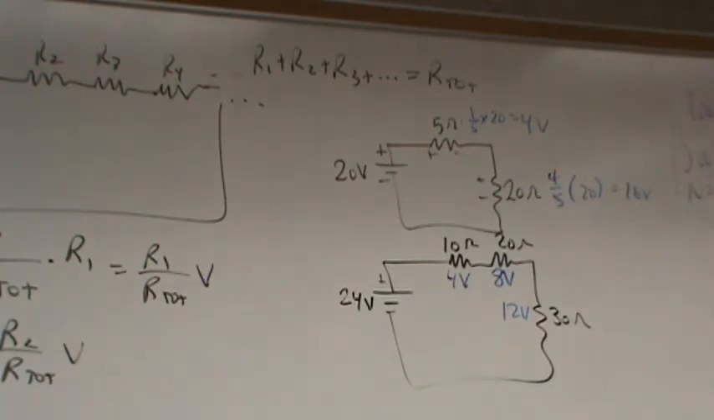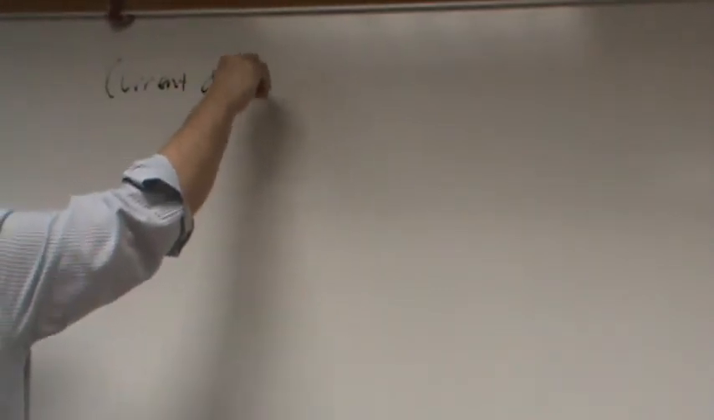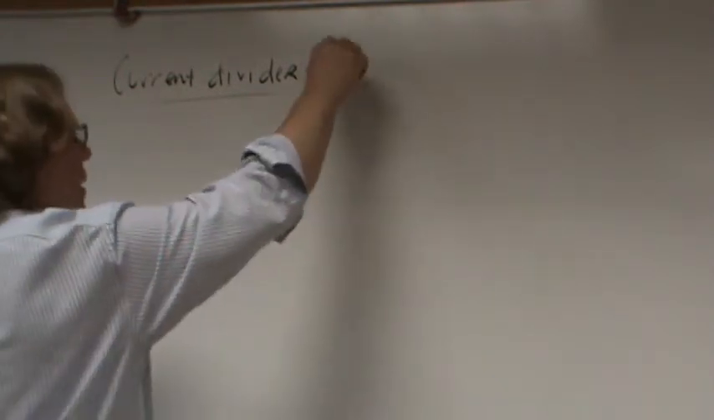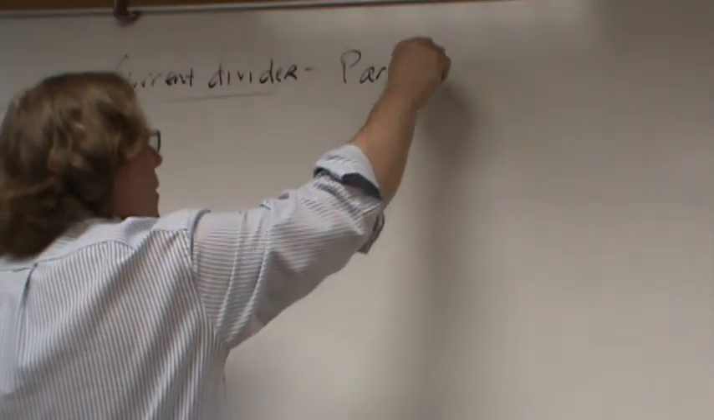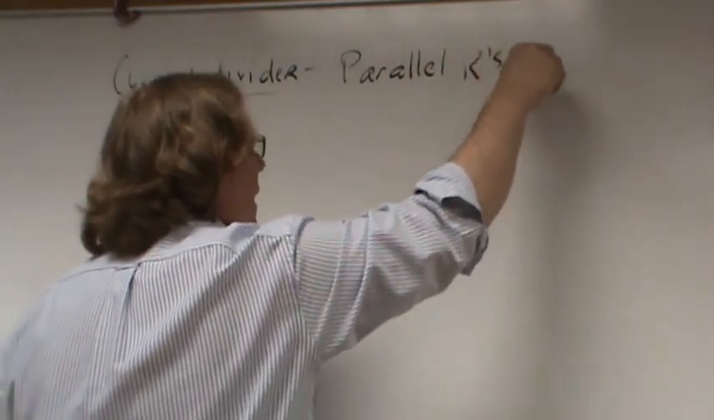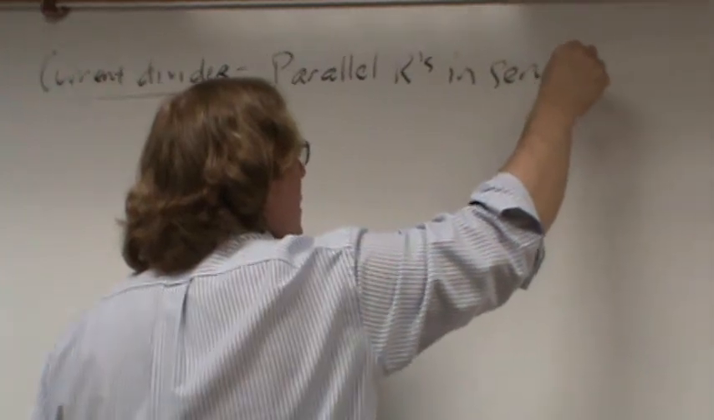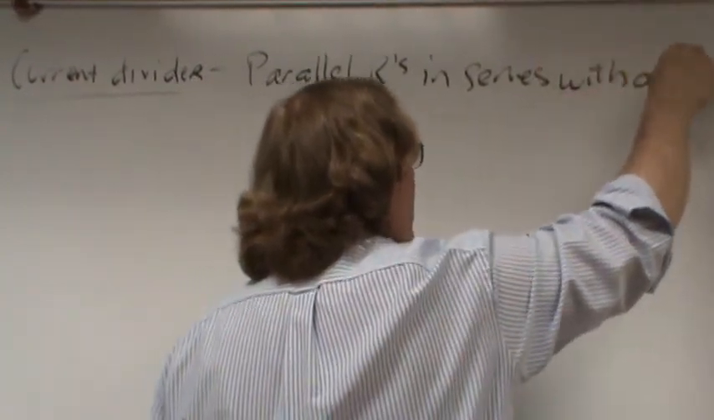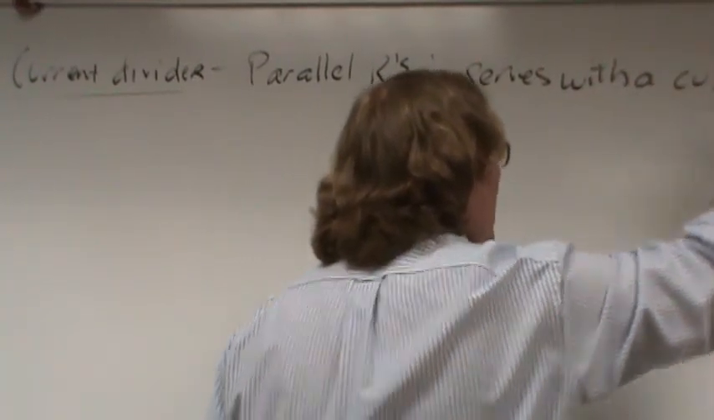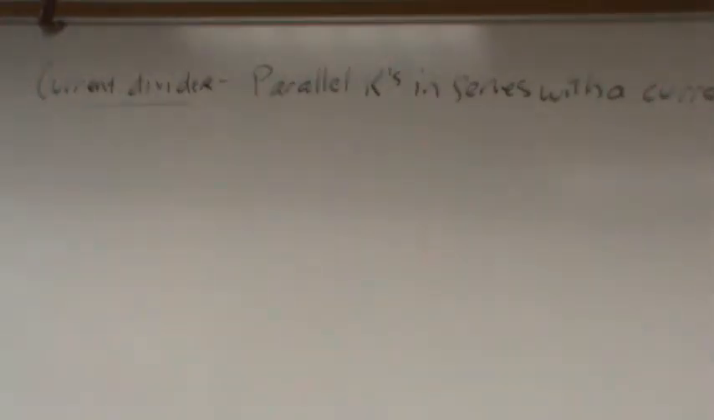All right, so the last thing we got to talk about is current dividers. We may run out of time, but let me just start it. Current divider. And you get a current divider when you have parallel resistors in series with a current. Then we call that a current divider.